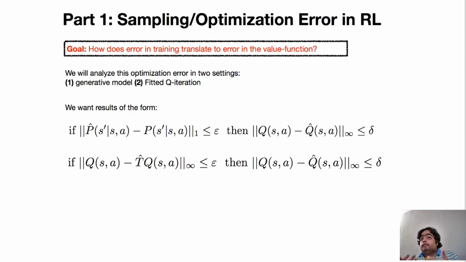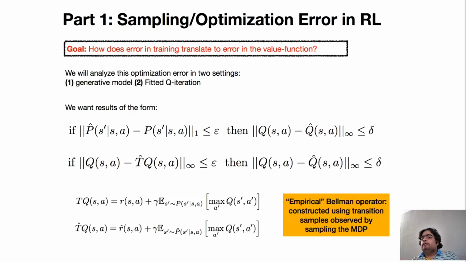Similarly, for the fitted Q iteration setting, we want to say that if the TD error or the Bellman error that you minimize during fitted Q iteration, which is Q(s,a) minus an empirical Bellman operator applied to Q(s,a), and I'll describe what the empirical Bellman operator means in a second, if that training objective is small enough, meaning that you do a good job at training, then the Q function you get out of it should also be a good Q function, meaning that the infinity norm between Q hat and Q should be small enough.